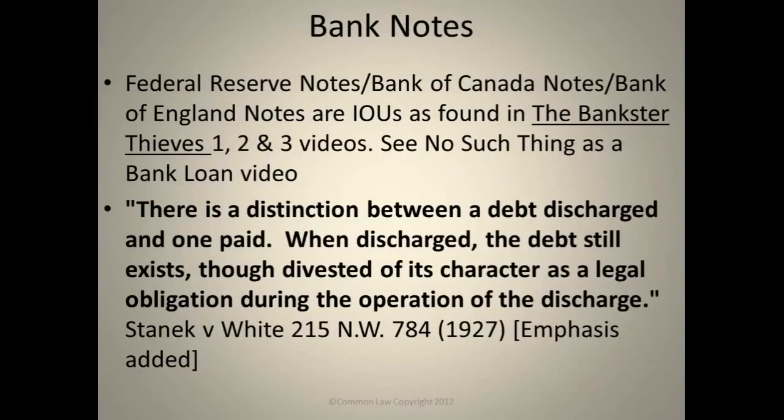Federal Reserve notes, Bank of Canada notes, or Bank of England notes are IOUs, as found in the Bankster Thieves 1, 2, and 3 videos. And see, there's no such thing as a bank loan. There is a distinction between when a debt is discharged and when one is paid. When discharged, the debt still exists, though divested of its character as a legal obligation during the operation of the discharge. That's these liars, okay? These bail priests. This is who's done that. This is all the Roman cult.